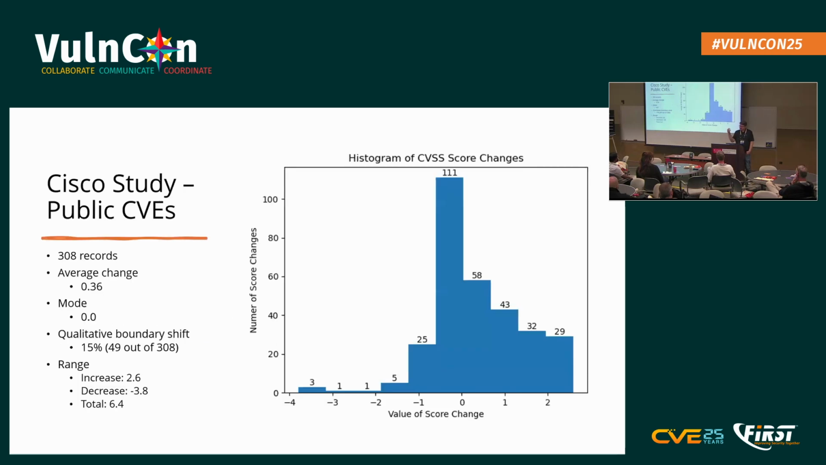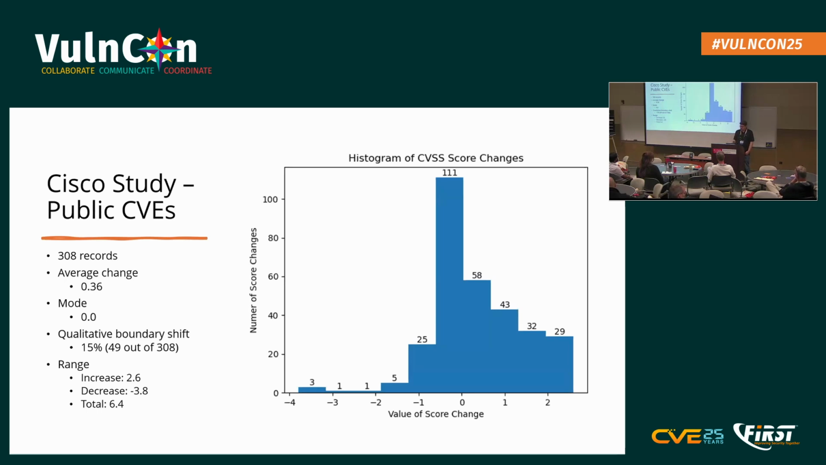So this is the start, the genesis of it. In our data set, these are the Cisco public CVEs that I started to take a look at. Internally, we are scoring for version 4. We don't yet expose those, but these are all of our public CVEs that have both version 3 and version 4 scores. Across the 308 records, on average, our score increases by 0.36.